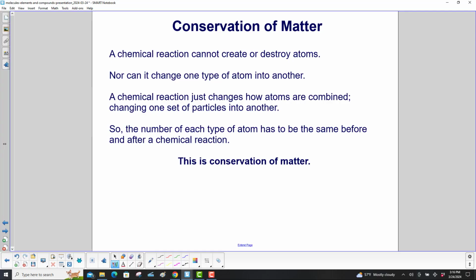A chemical reaction cannot create or destroy atoms, nor can it change one type of atom into another. A chemical reaction just changes how atoms are combined, changing one set of particles into another. So the number of each type of atom has to be the same before and after a chemical reaction. As we've now said a couple times, this is conservation of matter.